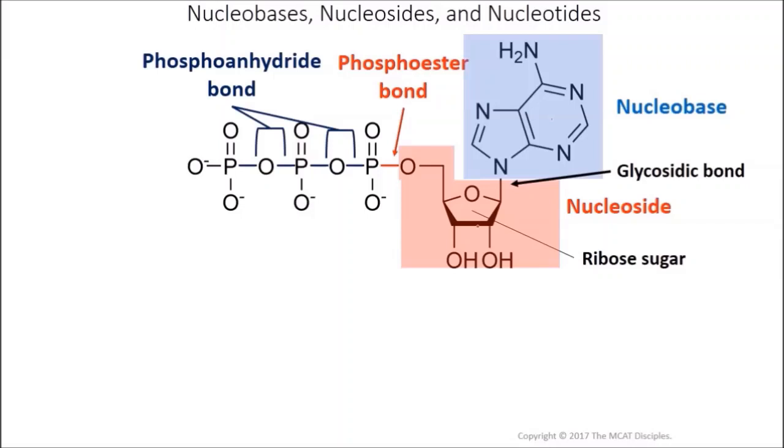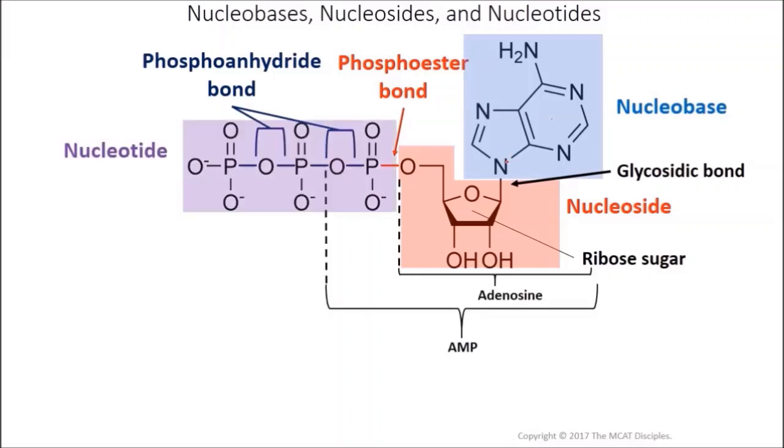Then you have the nucleoside. The nucleoside consists of the nucleobase bound to a ribose sugar by a so-called glycosidic bond. A glycosidic bond is just a bond between a sugar and another molecule. And no phosphate group. So that's what a nucleoside is. However, a nucleoside is not the building block of DNA. A nucleotide is the building block of DNA.